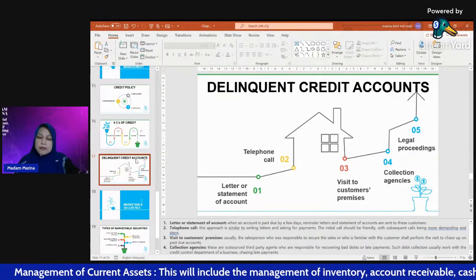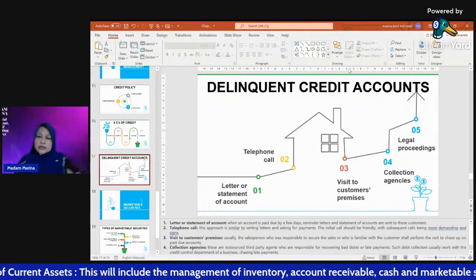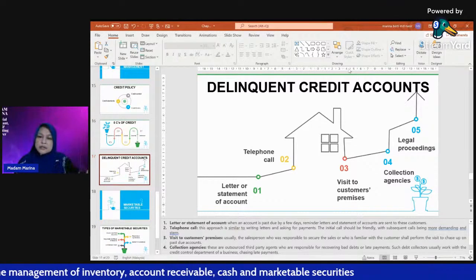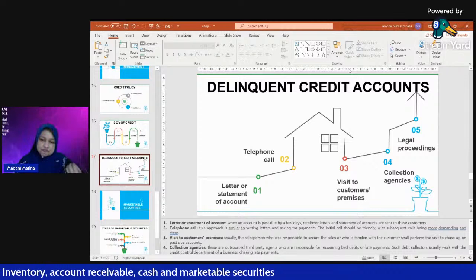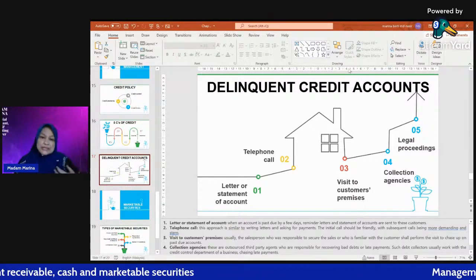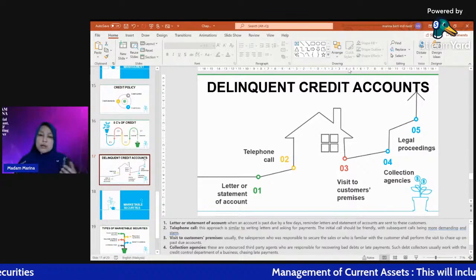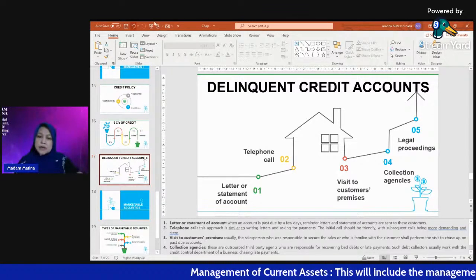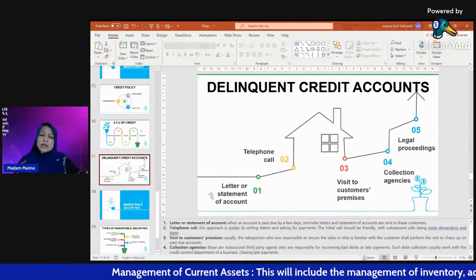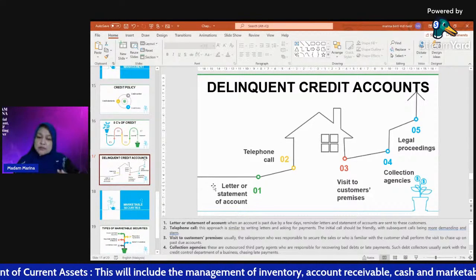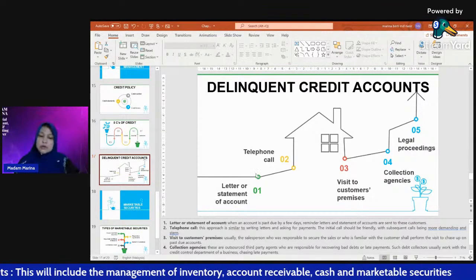Okay, this is delinquent credit accounts. How we can collect our account receivable debts, or our credit customer debt. The first one is a letter of statement of account. We send it to our credit customer, and then we make a phone call.